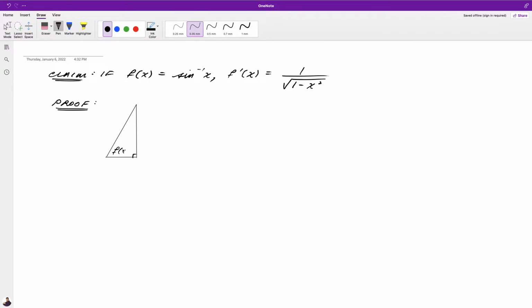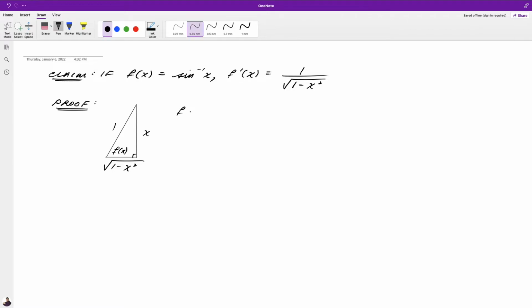So if this is the angle f of x, then it has a sine of x. So opposite over hypotenuse, x over 1. There you go. And if this is x and this is 1, then by the Pythagorean theorem, this side would be the square root of 1 minus x squared, which looks familiar, doesn't it?